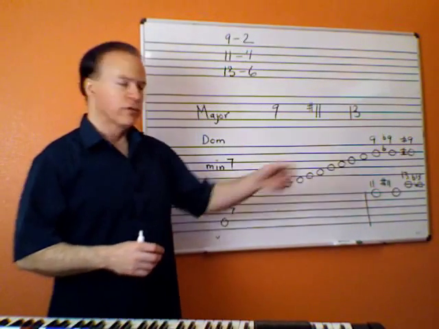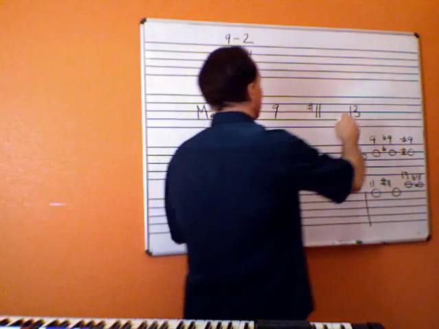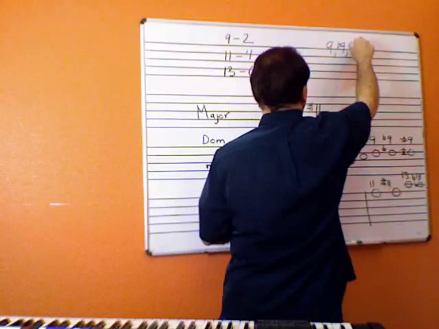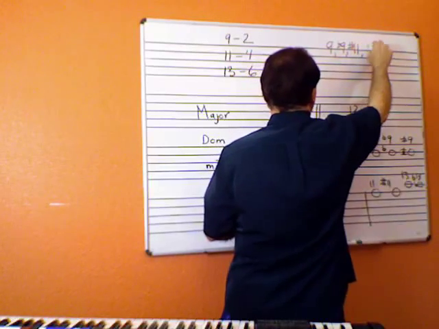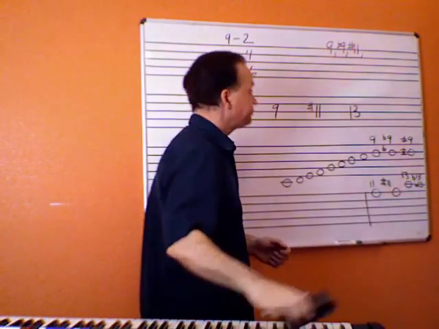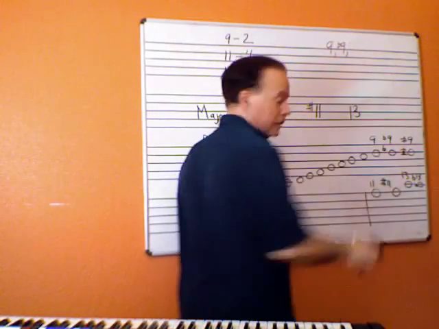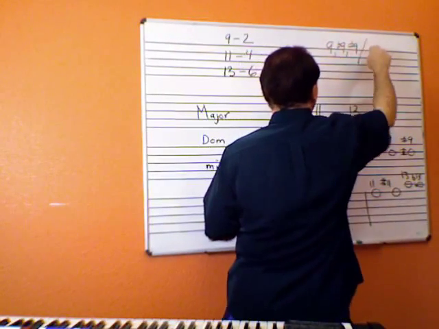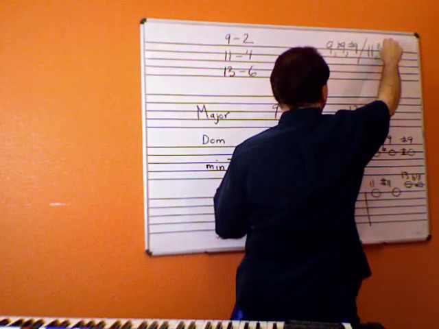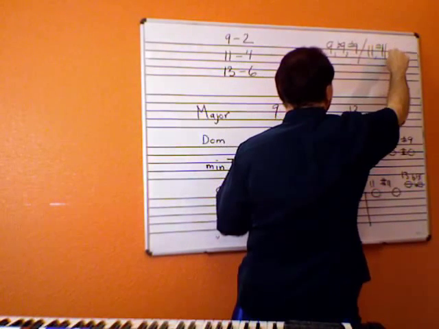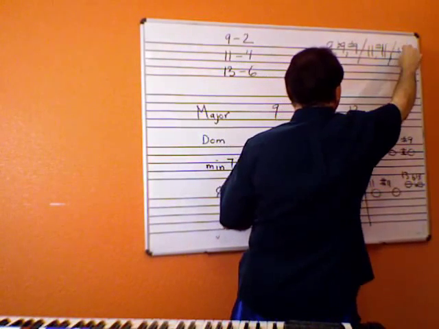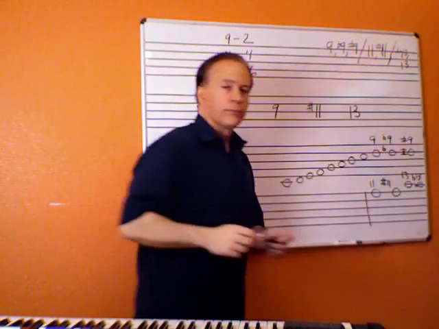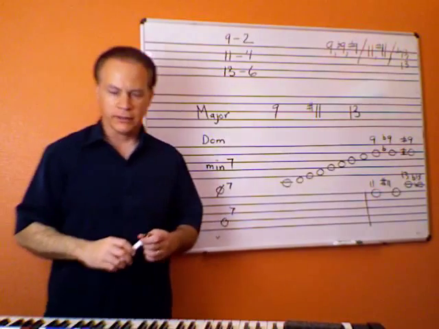So here's our list of all the alterations we possibly have. We could see 9s, flat 9s, and sharp 9s. We could see 11s and sharp 11s. And we could see flat 13s and 13s, but no raised 13s and no flat 11s.